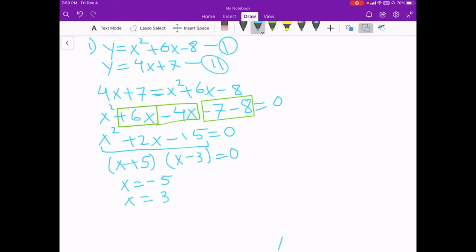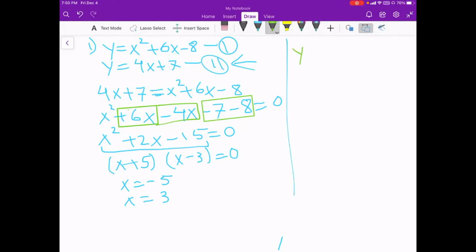And now that you have solved for your x, you go ahead and find your y value by substituting those two values into one of your equations. I'm going to use this one. I apologize, I meant to say this one, just because it does not have the exponent that the first equation has.